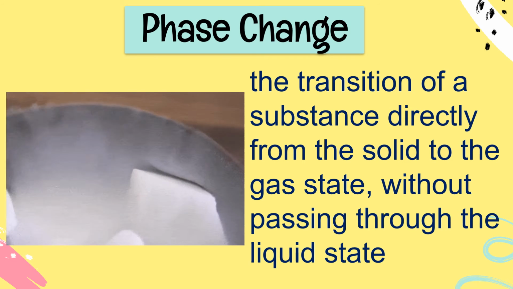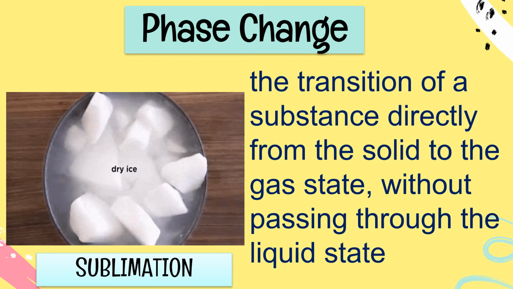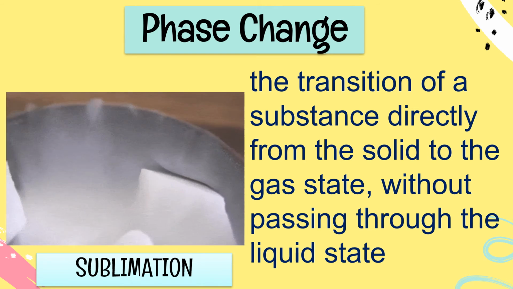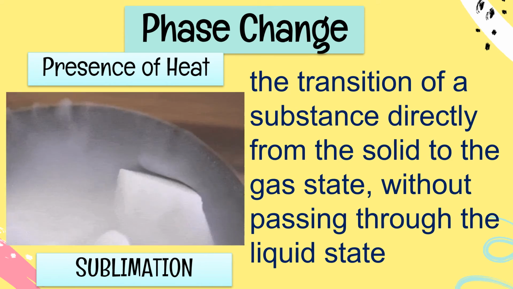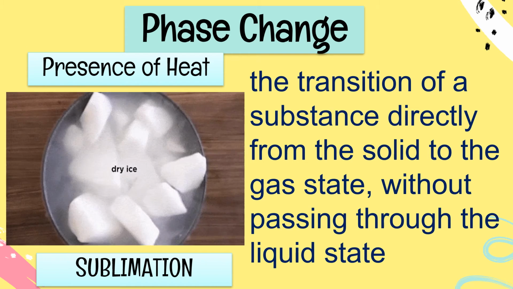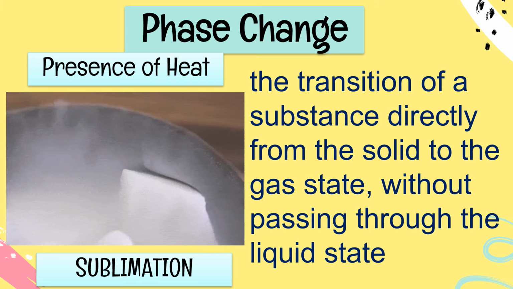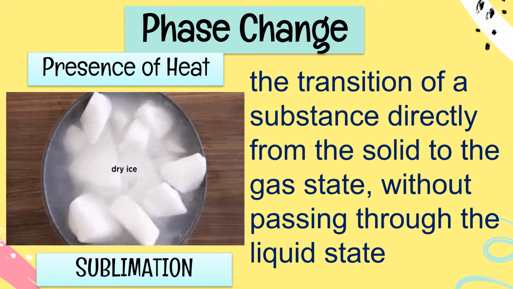Here is another example of phase change, sublimation. So this is dry ice. In the presence of heat, it is the transition of a substance directly from the solid to the gas state without passing through the liquid state.